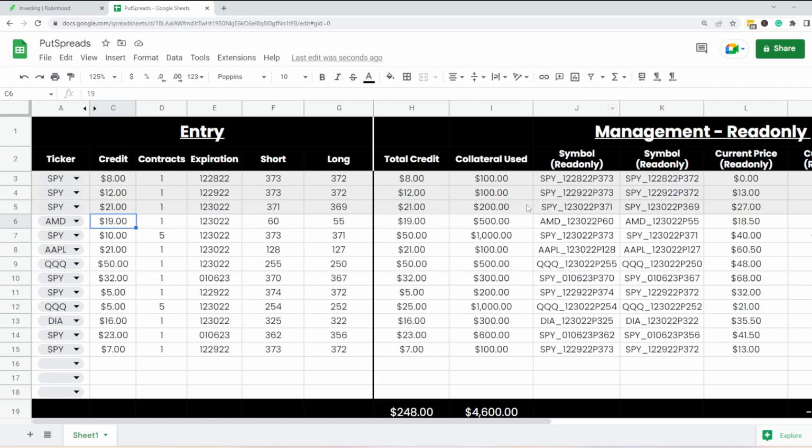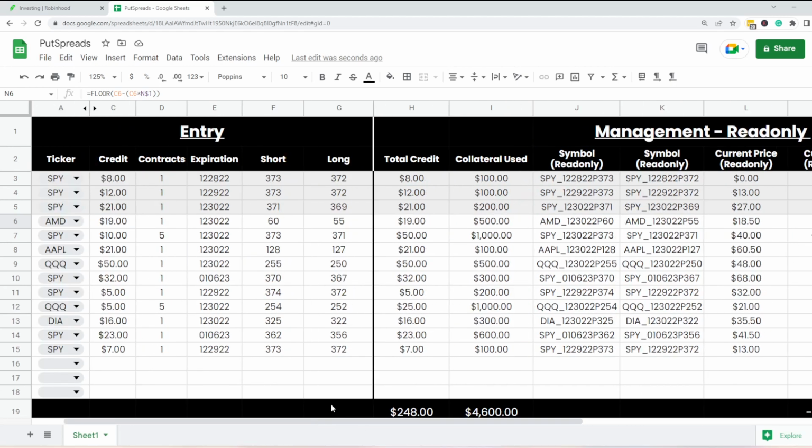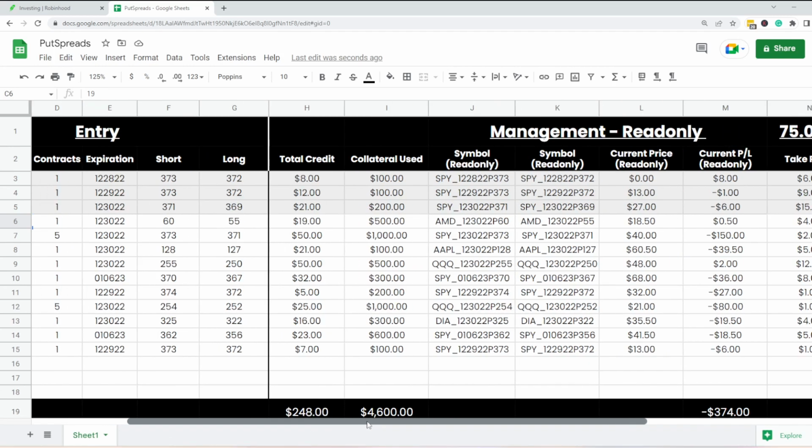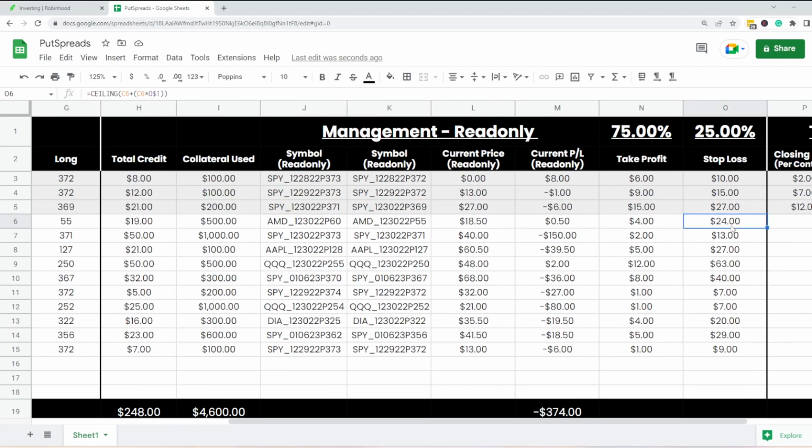You can see our initial credit was $19. Our take profit goal, if we want to collect at least 75%, is going to be a $4 debit. In order to enter a put credit spread, you're going to get a credit. This is really a negative amount because they are giving you a credit for taking on the risk. Our take profit goal is going to be $4, and our stop loss is going to be at 24.